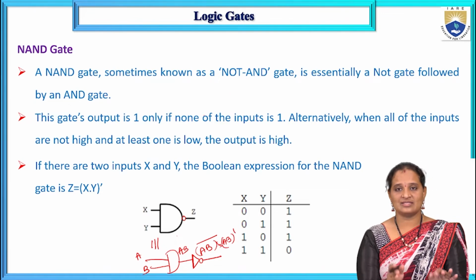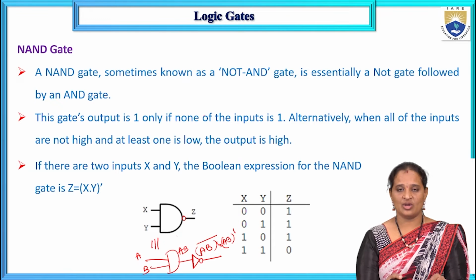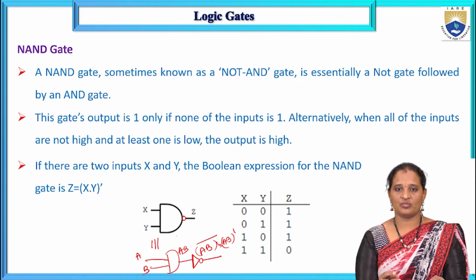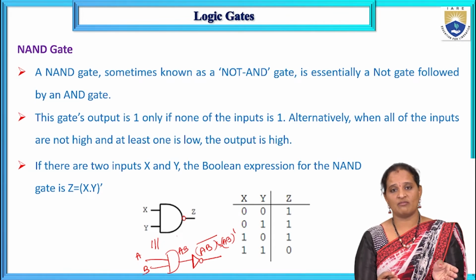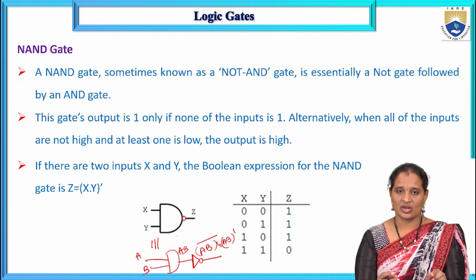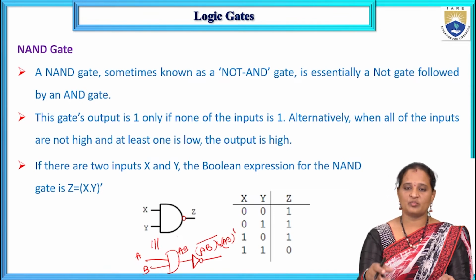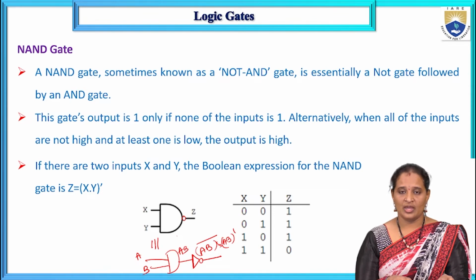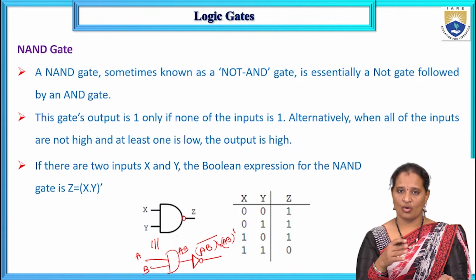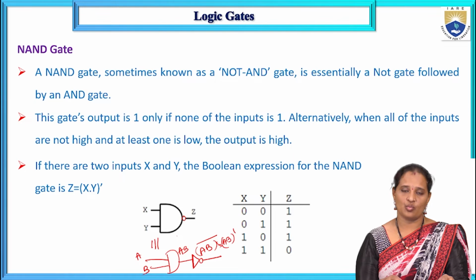Now, as it is the complement of the AND operation, the AND gate output is 1 only when both the inputs are 1. It is reversed here. So when both the inputs are 1, the output of the NAND gate is 0. If any one of the inputs or all the inputs are equal to 0, the output of the NAND gate becomes 1. So that is the operation of the NAND gate.